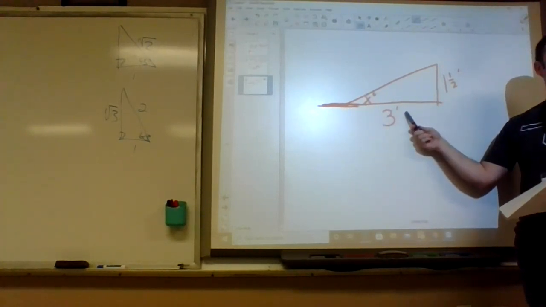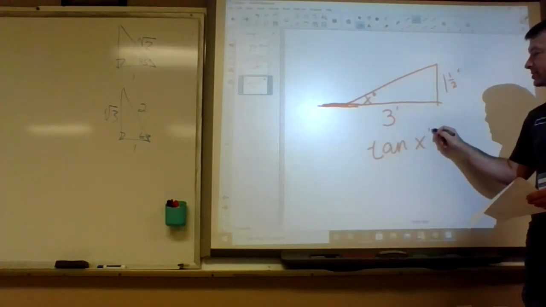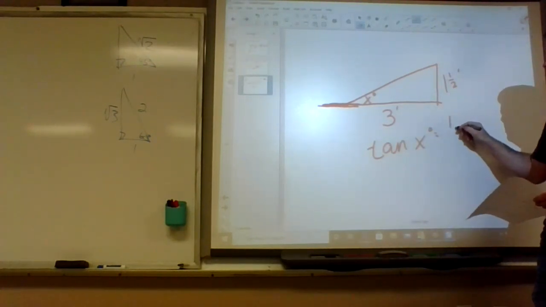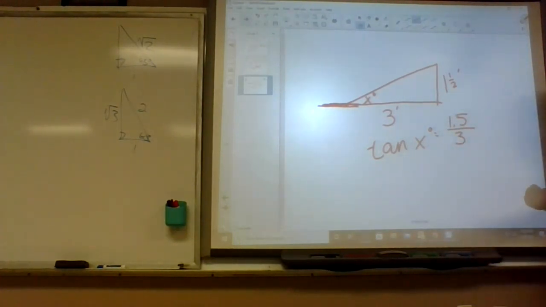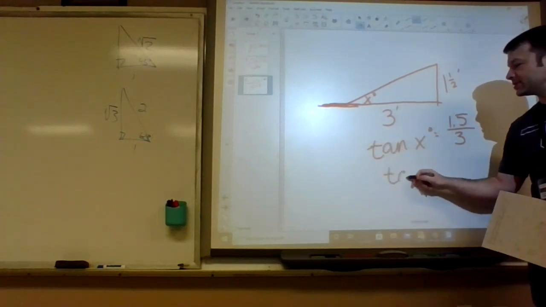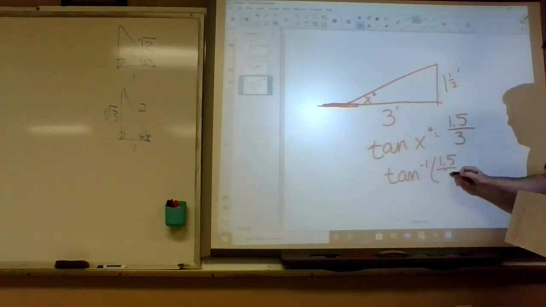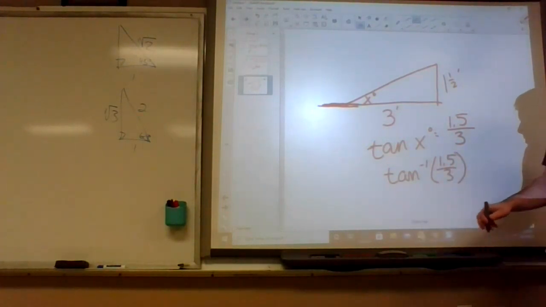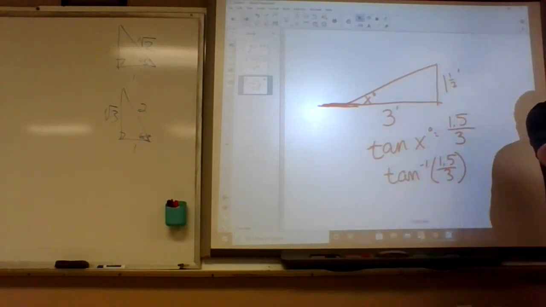Opposite, adjacent, which is tangent. So tangent of X equals opposite, I'm just gonna call it 1.5, over adjacent. So how do we work backwards to find the angle? Tangent inverse, yes. Tangent inverse of 1.5 divided by 3. And the directions said round to the nearest degree on the angles.